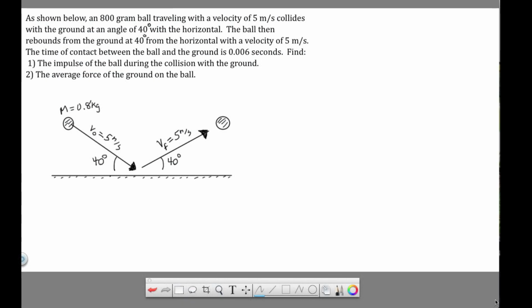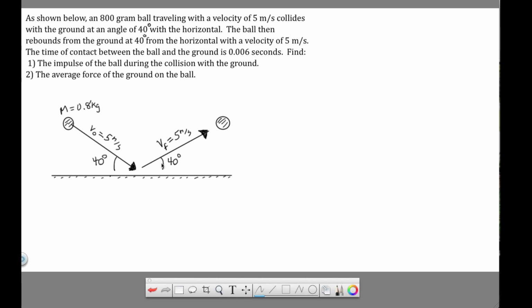All right, so in this problem we have an 800-gram ball traveling with a velocity of 5 meters per second, and it strikes the ground at an angle of 40 degrees from the horizontal, and then rebounds from the ground with the same velocity of 5 meters per second at an angle of 40 degrees from the horizontal. The first question is, find the impulse of the ball during the collision with the ground.